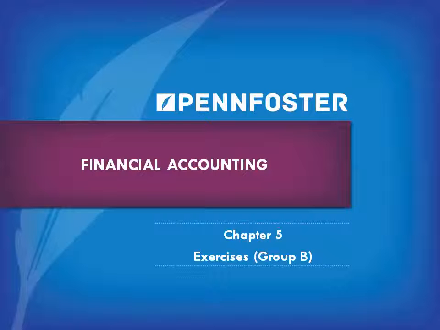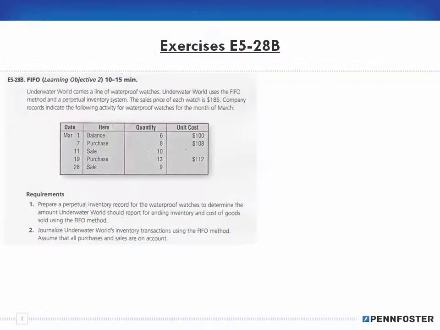So let me move on to the first problem here. Underwater World carries a line of waterproof watches. They use the FIFO method and a perpetual inventory system. The sales price of each is $185. The company records indicate the following activity for the month of March.